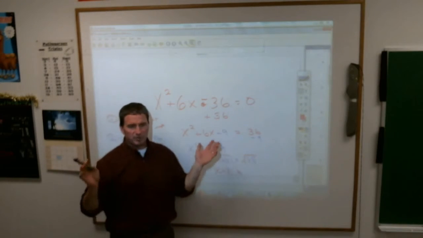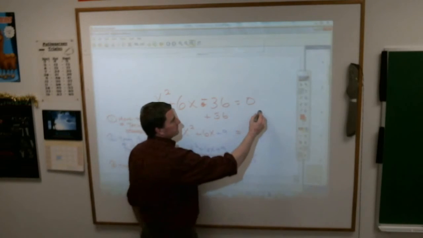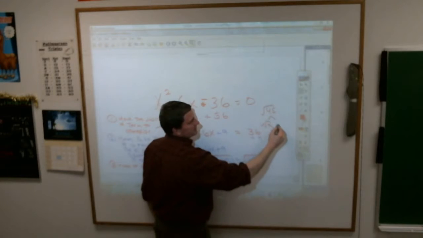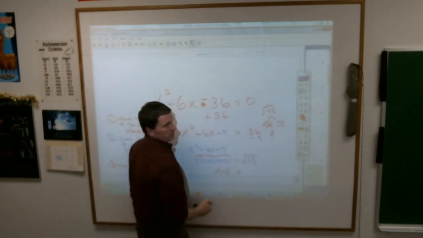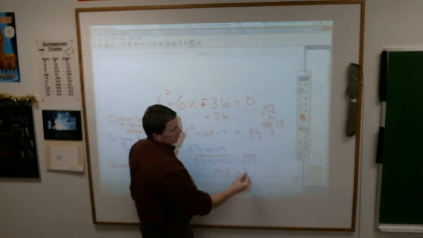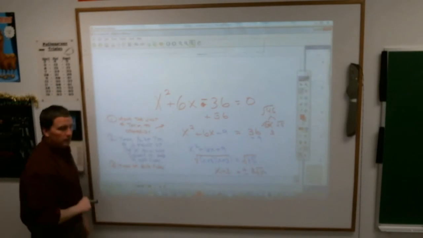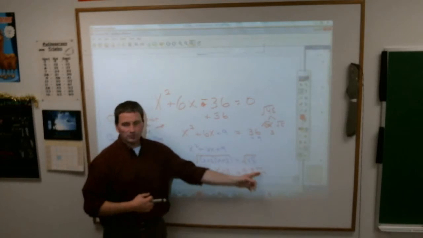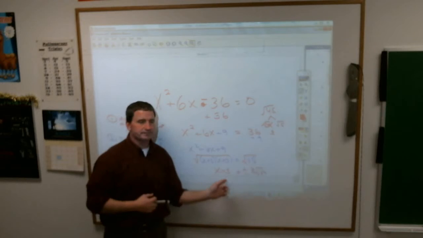Square root of 45 is what? 5 and 9. 3 times the square root of 5. It's the square root of 9 times the square root of 5, and the square root of 9 is 3. Okay, so you end up with a plus or minus 3 times the square root of 5. That's what the square root of 45 is. And unfortunately, you're still not done. Why? Because you need to subtract this 3 over here. It's not 3/5, it's 3 times the square root of 5.